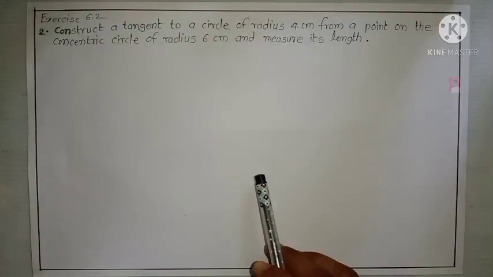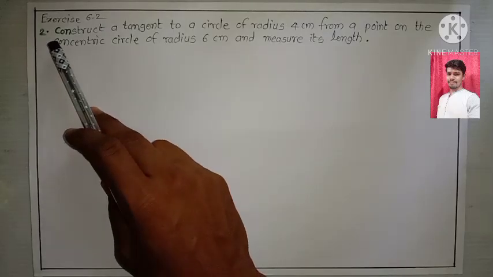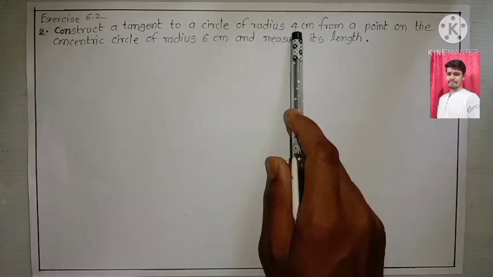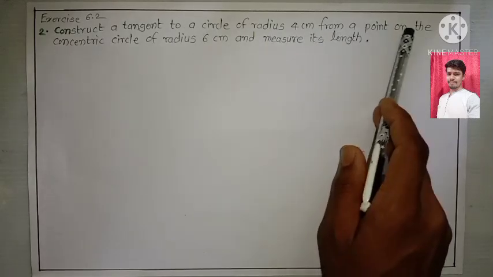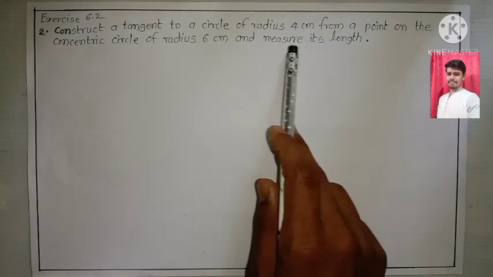Children, we are now discussing exercise 6.2. Here we are solving the second one. Question: Construct a tangent to a circle of radius 4 cm from a point on the concentric circle of radius 6 cm and measure its length.